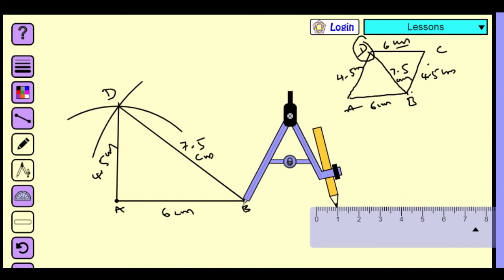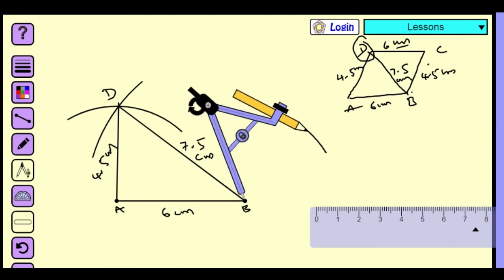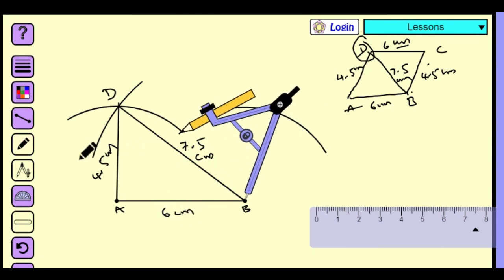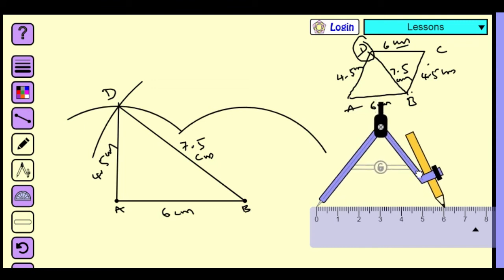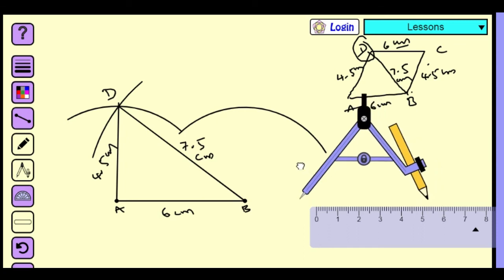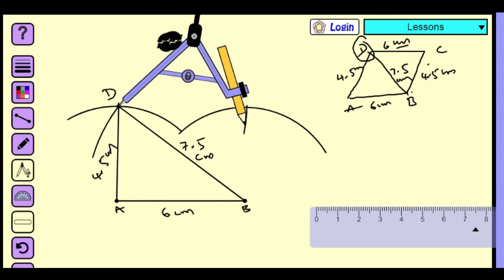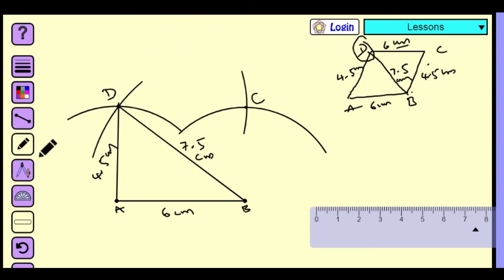With B as the center and radius 4.5 centimeters, draw an arc here. Next, take the compass radius as 6 centimeters because C to D length is 6 centimeters. Now with D as the center and radius 6 centimeters, draw an arc which cuts the previous arc at point C. Now join C to D and B to C to get the required parallelogram ABCD.